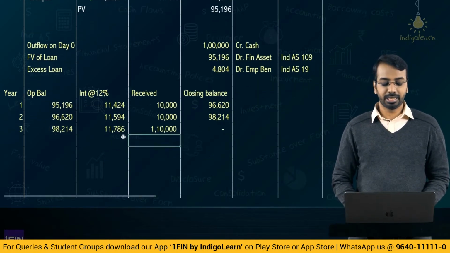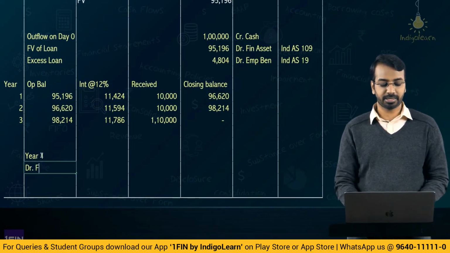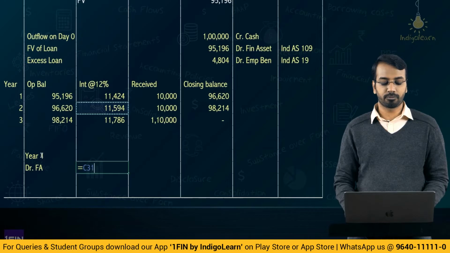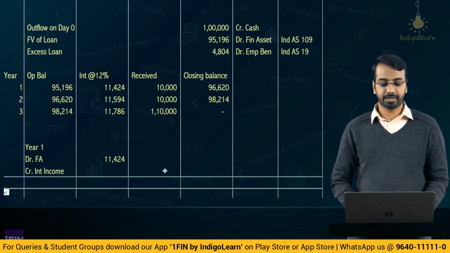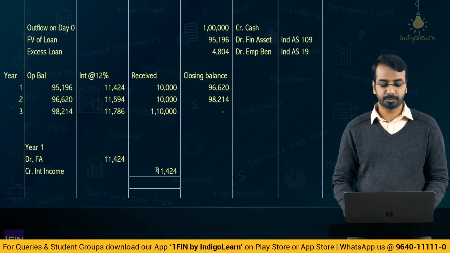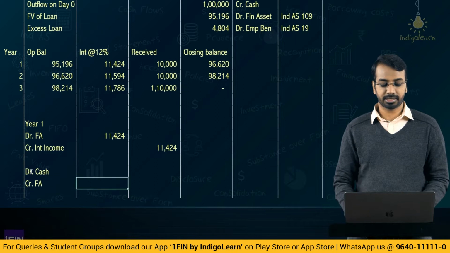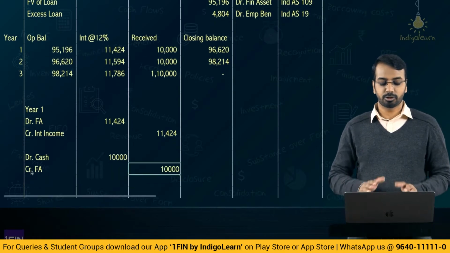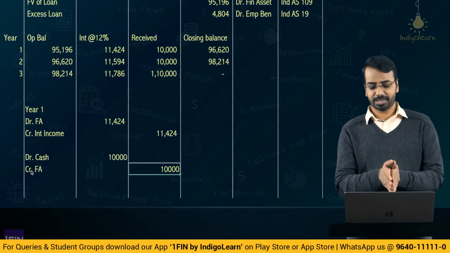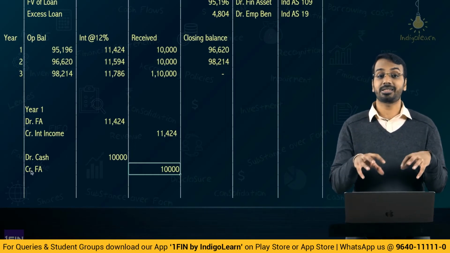So in year 1, the entity would debit financial asset by 11,424 and credit interest income 11,424. Then debit cash by 10,000 and credit financial asset by 10,000, right? So like this, year on year you will pass the entries. We will come to detailed problems and solutions on this, but this is the crux that you need to understand.